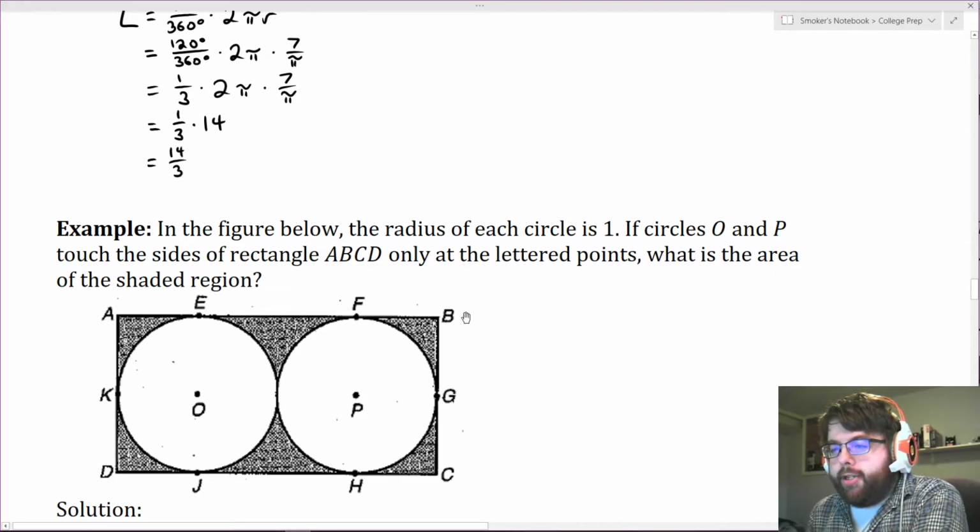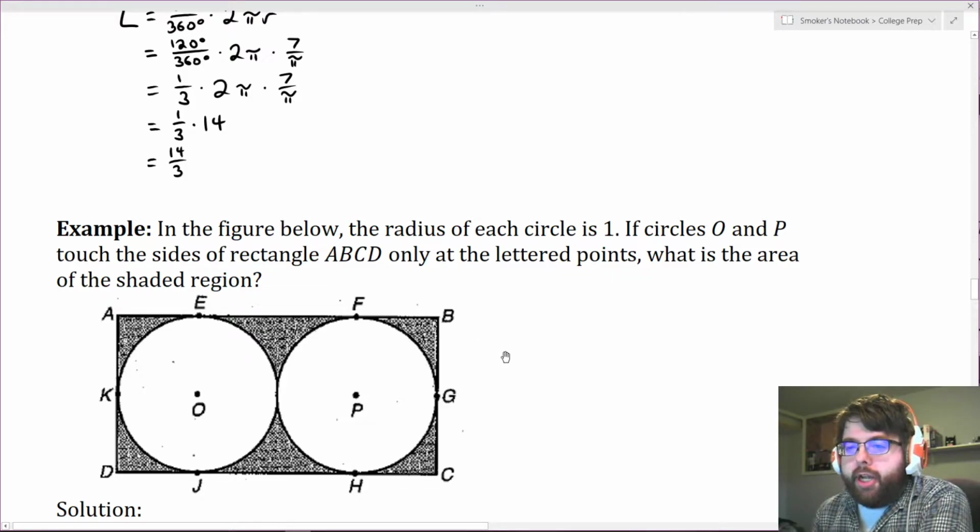That means these are all tangents. This is a tangent line. This is tangent, tangent. What is the area of the shaded region? Now, this is very common in SATs, area of shaded region. What you need to do in a case like this is we have the larger figure, whatever the larger figure is, we want to find that area and we want to subtract whatever's inside of it.